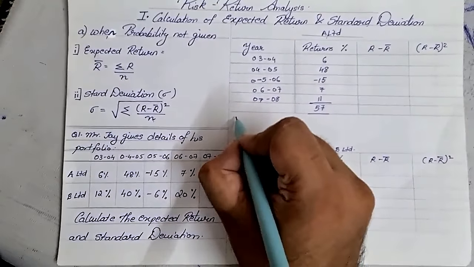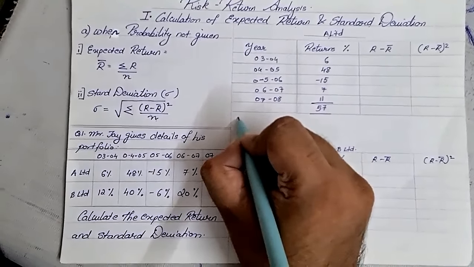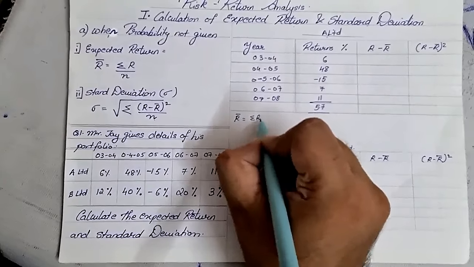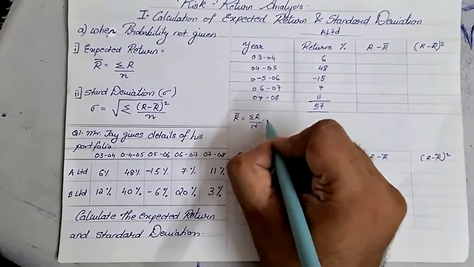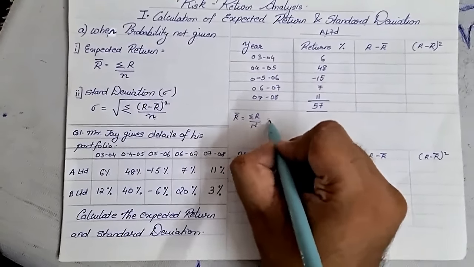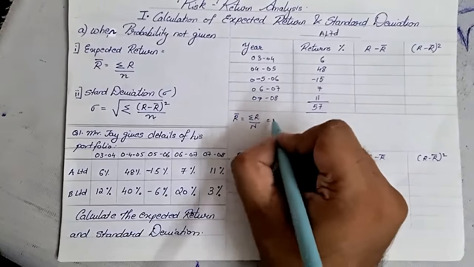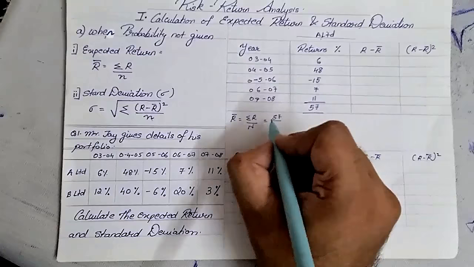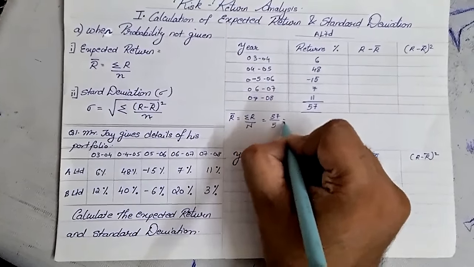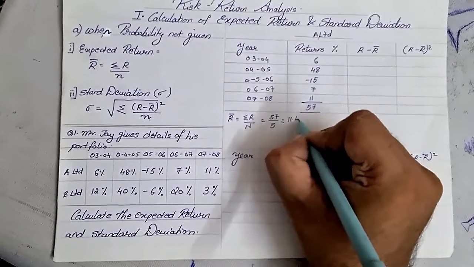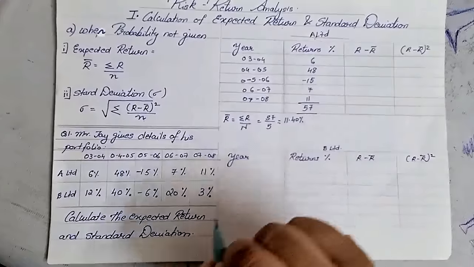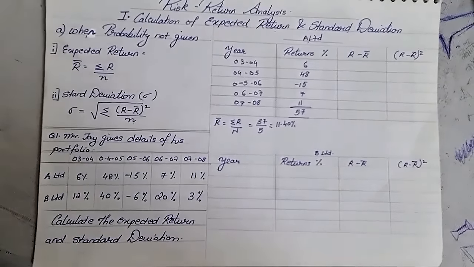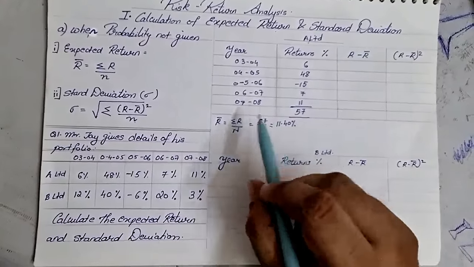So now the very first thing we need to find is expected return. Expected return is nothing but R bar, which is sigma R upon N, where the total of R was 57. Number of years: 1, 2, 3, 4, 5, so we have 5. When you divide, we get a value of 11.40%. So our expected return is 11.40%. Okay, so we finish with the expected return.